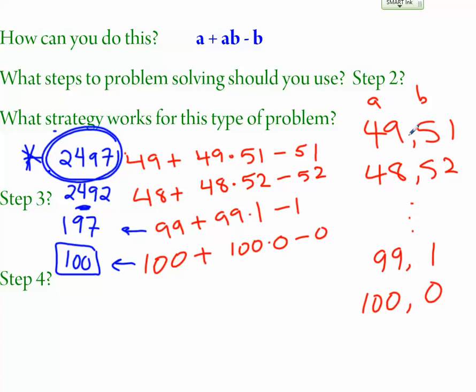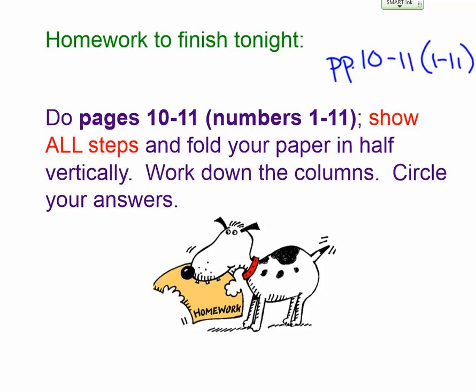We can't get the numbers any closer together. We followed a pattern. We can't get them any further apart. So that means that this is the biggest answer and this is the smallest. So that was the correct solution to the biggest value is 2,497.